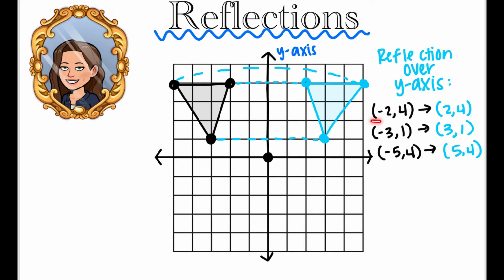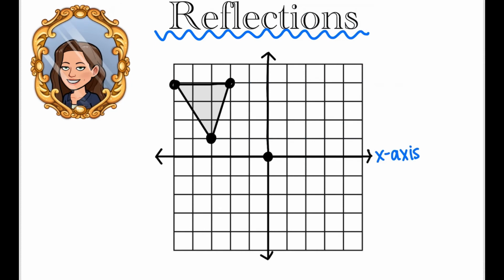If we look at these transformations, how this point was changed to this one, the only thing that changed was instead of having a negative x value, it became a positive. So instead of negative 2, we had positive 2. Instead of negative 3, it's positive 3. So the only thing that changed was the sign of the x coordinate. Whatever point you start with, the sign of the x changes.